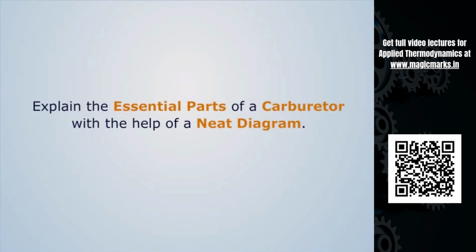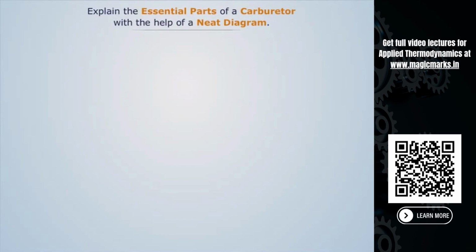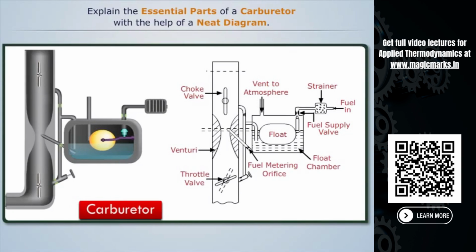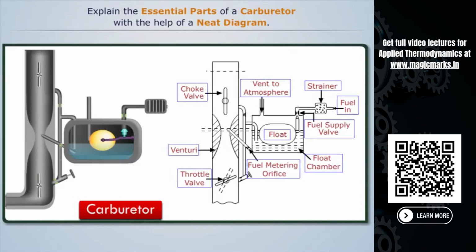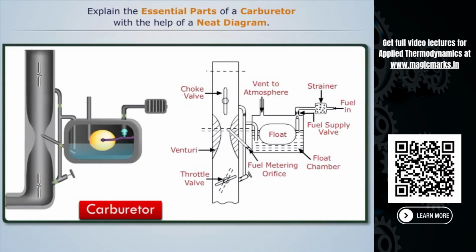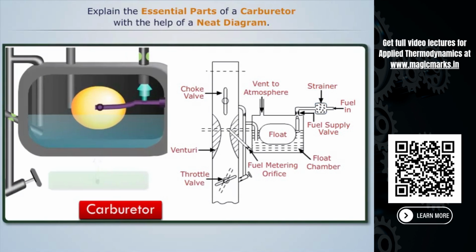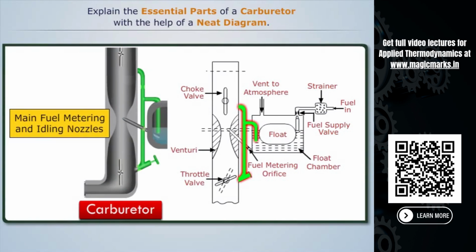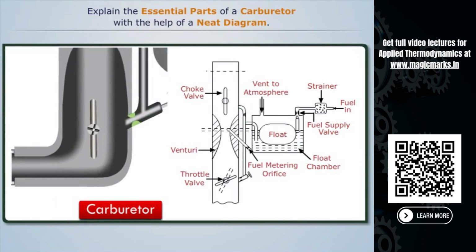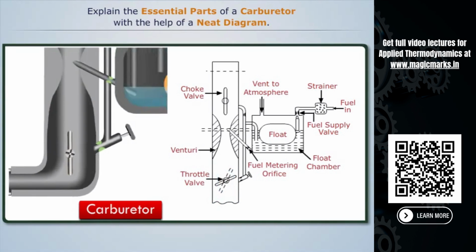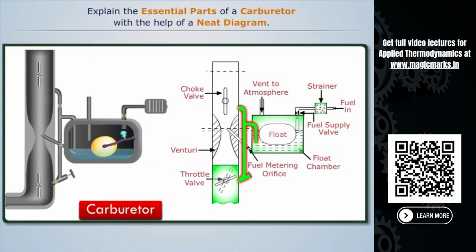Explain the essential parts of a carburetor with the help of a neat diagram. We know that a carburetor assembly consists of many parts as shown in the diagram. Some of the important parts of the carburetor assembly are fuel strainer, float chamber, main fuel metering and idling nozzles, throttle valve. Now let's discuss each of these parts one by one.